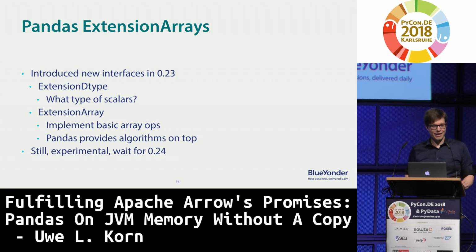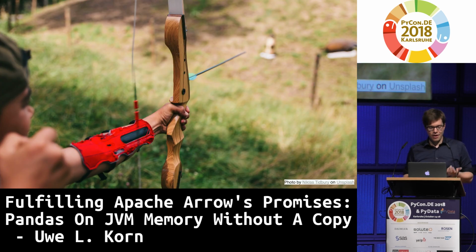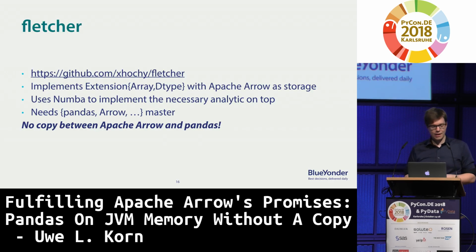But this kind of concept is something we actually could also use, because we already have Arrow data, which is stored in memory, which has the same properties. So I created a library, which is more of a prototype, not production ready. It also needs a lot of master branches or pull requests. It's called Fletcher. It implements the Apache Arrow interface. It uses Apache Arrow as backend storage, but it implements the extension array interface.